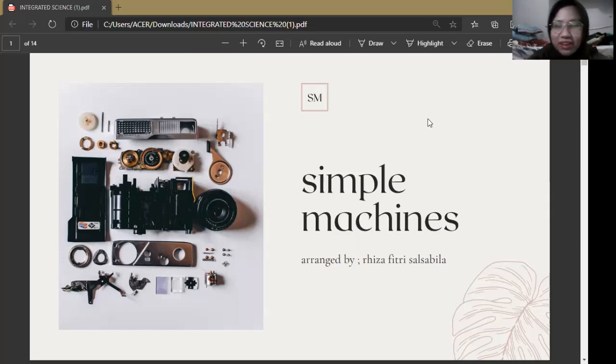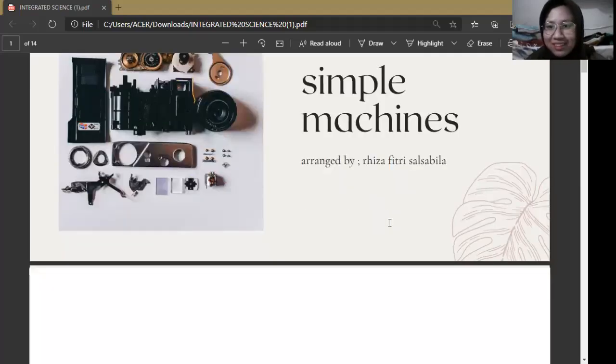So today I'm going to deliver some material about simple machines. As you can see from the picture, this is the one that I point out. These are examples of simple machines. All of them are included as examples of simple machines. That's why I attach it in the first slide. The picture says that it is about simple machines, and it was arranged by me, Rhiza Fitri Salsabila. So let's dig in.